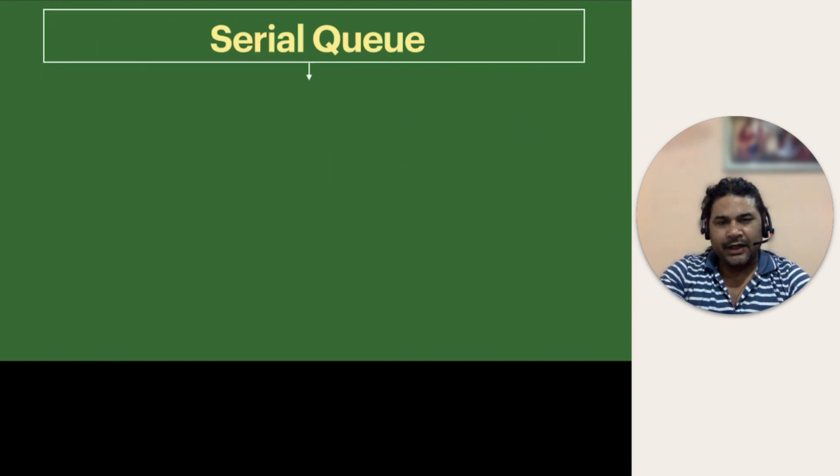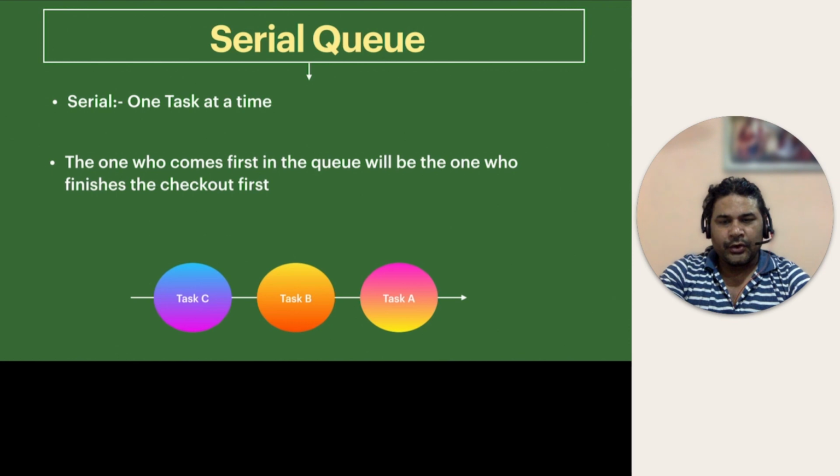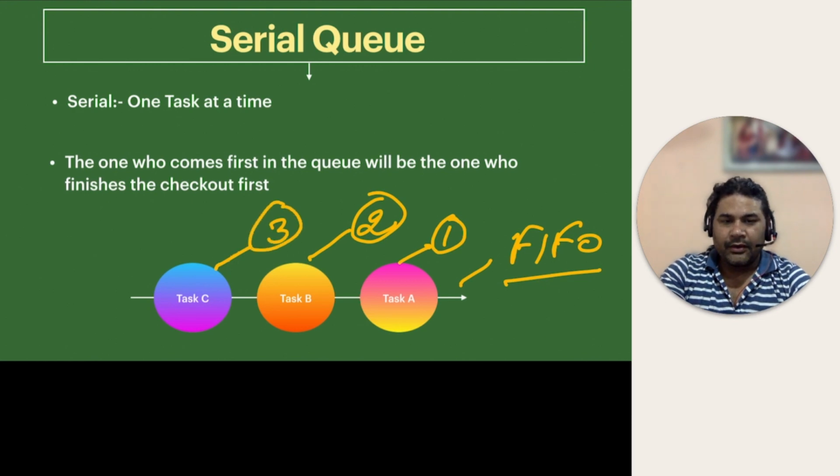For a better understanding of the serial queue, you know that it runs one task at a time. The one who comes first in the queue will be the one who finishes the checkout first. Here is the diagram of the serial queue. Task A comes first in the queue and will finish the checkout first, and task C will finish the checkout last. So it follows the first in, first out order: first task A checks out, then task B, then task C.